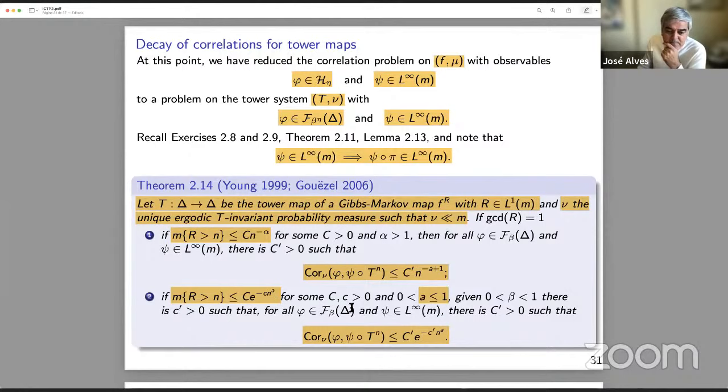The original theorem is by Young, but the problem is that in the stretched exponential case, she didn't obtain the same little a here. She obtained a slightly worse conclusion with a different a prime. Then Gouëzel improved that in the stretched exponential case to obtain this optimal conclusion. The ideas for the proof of this theorem, which I'll give you later, are originally from Young, and Gouëzel only changed a certain part to obtain the stretched exponential case. So this is the theorem I want to talk about now, to give you an idea of the proof. We have reduced the problem of decay of correlations for the original system to the tower system, and for the tower system we have these very nice conclusions.